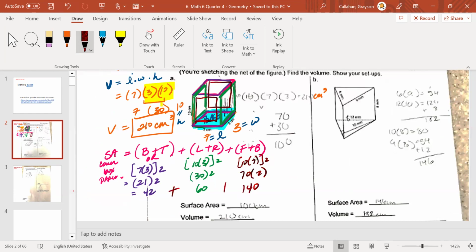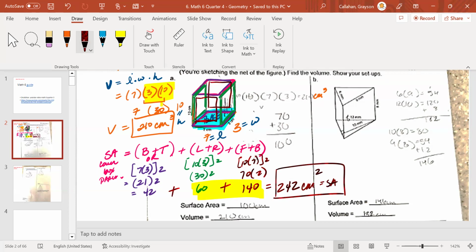Now, you have to add all of them together because you have to do front, top and bottom, left and right, front and back. And add all of them together because you're covering the whole box, right? So then we add everything together. Do you see how this part right here gives you 200? 200 plus 42 is 242 centimeters squared. So I want you to copy this part down right now. That's your surface area. So copy it down.